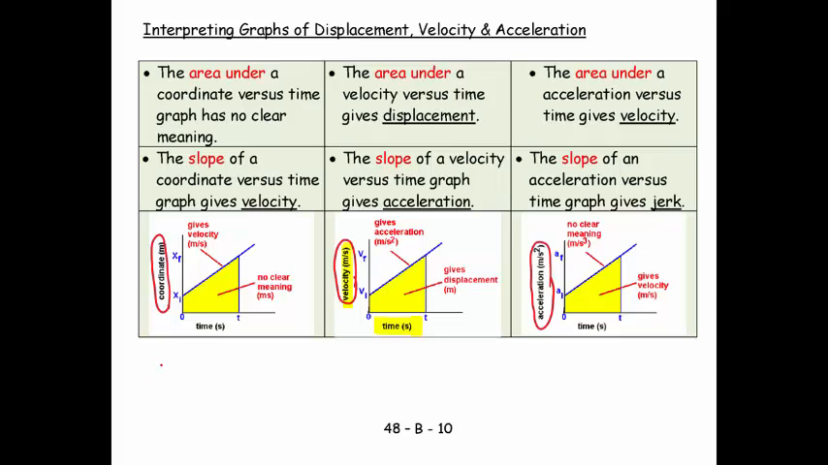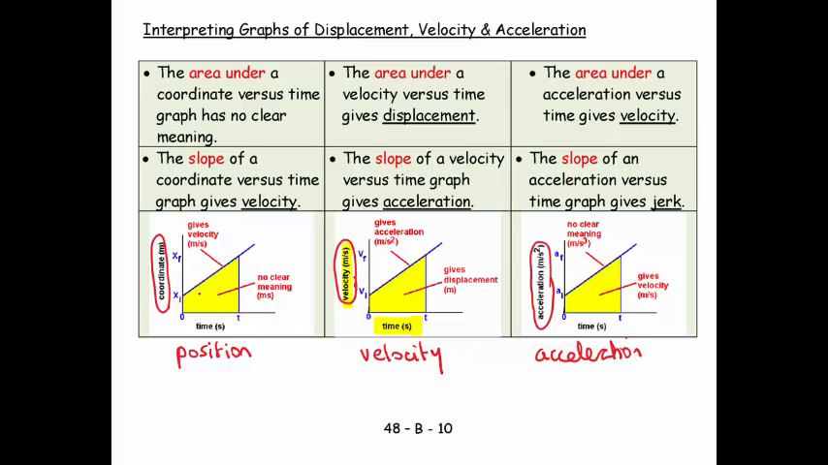The three things to ask yourself with the graph is, what can I get by reading the graph? So with this, I can get position by reading the graph. And with this one, I can get velocity by simply reading the graph. And this I can get acceleration by simply reading the graph.